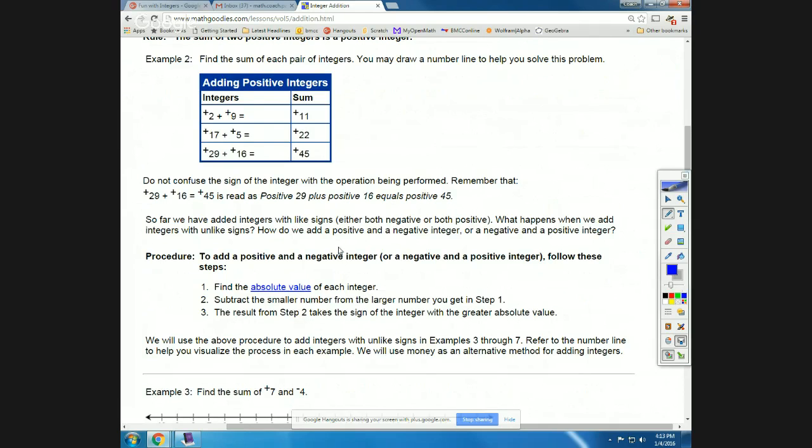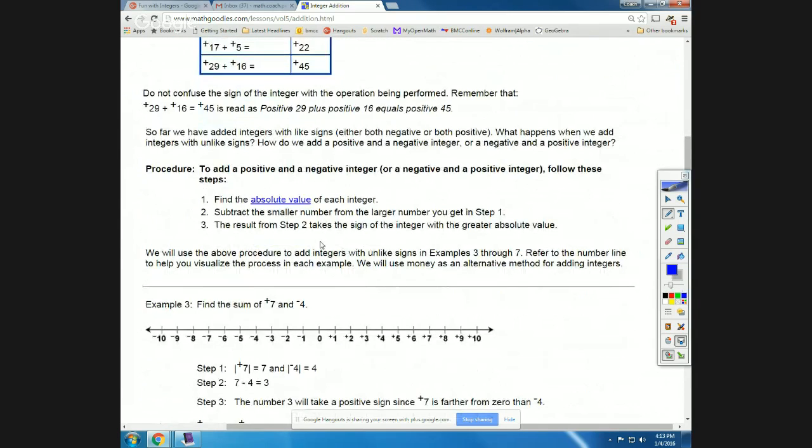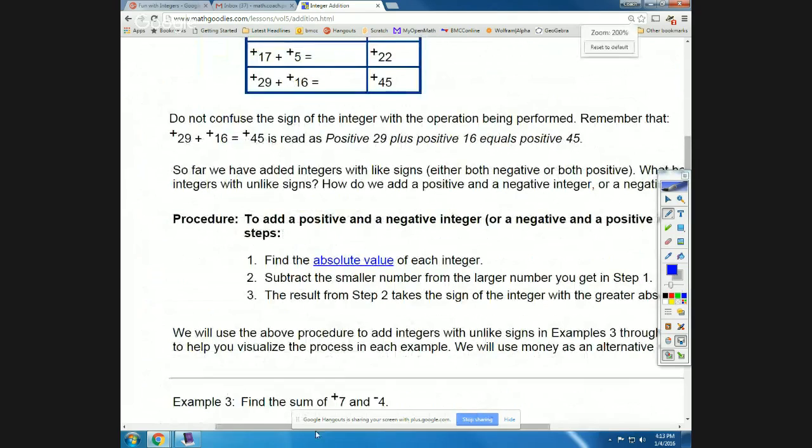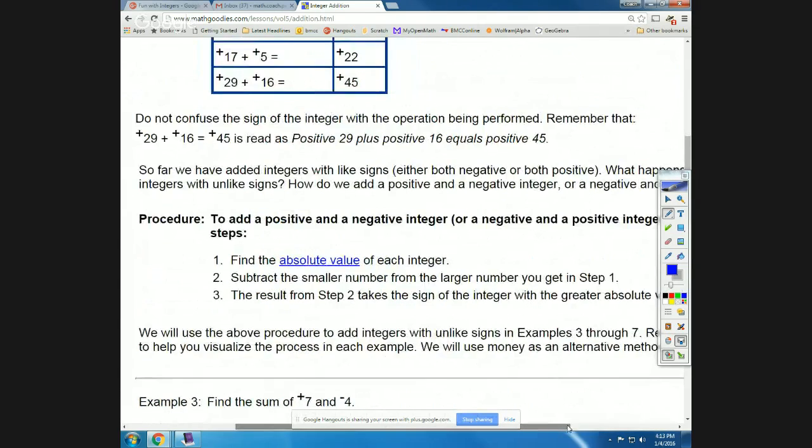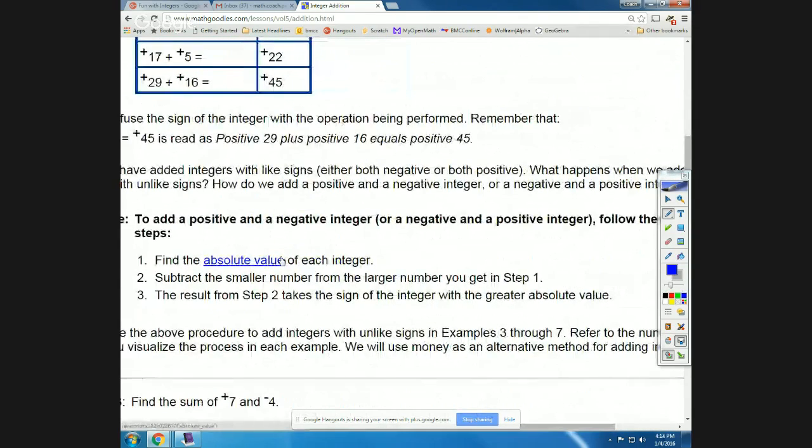Right? But the bottom line is, and this is the interesting part, let's blow this up a little bit more. And this is where students are going to get baffled. Find the absolute value of each integer. Okay, I can do that. Subtract the smaller number from the larger number you get in step 1. Okay, and then the result from step 2 takes on the sign of the integer with the greater absolute value. How many people are lost? You all got that? Bang, done. Okay, so now you can demonstrate that.